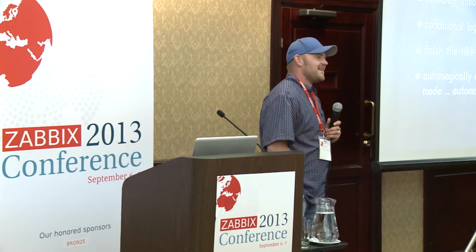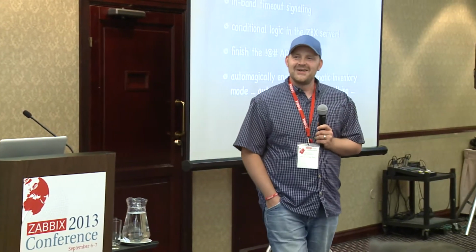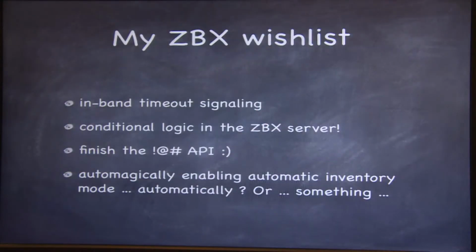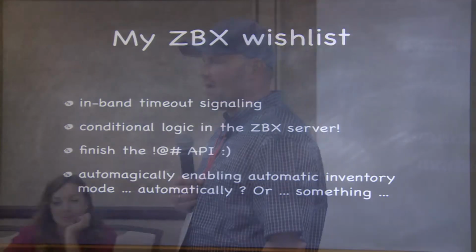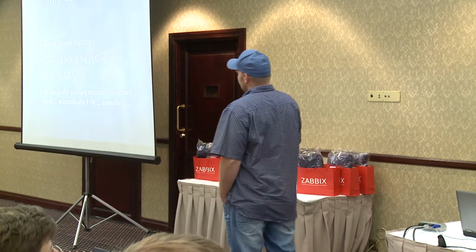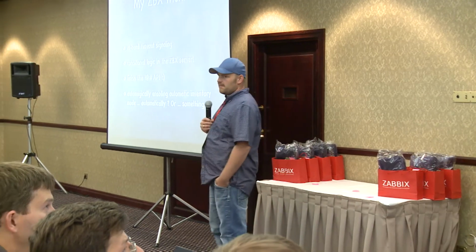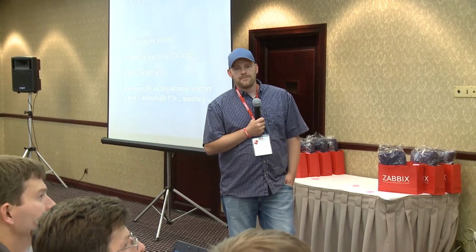Carrying on the tradition from last year, there were a number of wish lists on the end of people's talks. I have a number of them. One of them is in-band timeout signaling, because it's a major pain that there's a hard-coded value of 30 seconds that you cannot cross unless you patch your infrastructure. It's totally fine for everyday item collection that you have a hard-coded timeout, but I would like to be able to specify a timeout in my item definition saying that this particular item may run for 1 minute, 2 minutes, or 5 minutes.